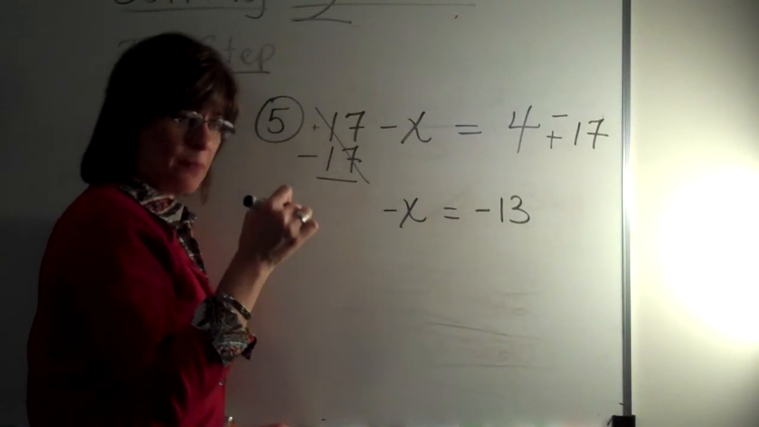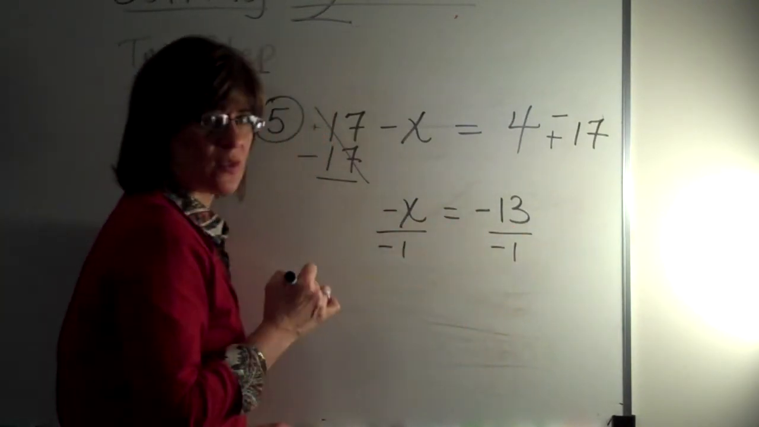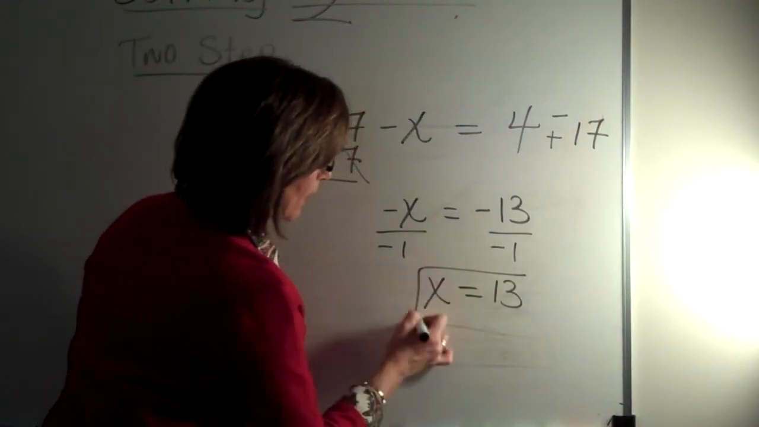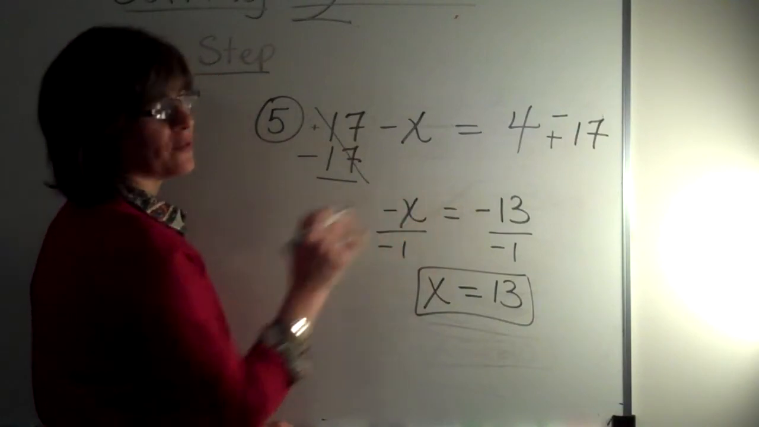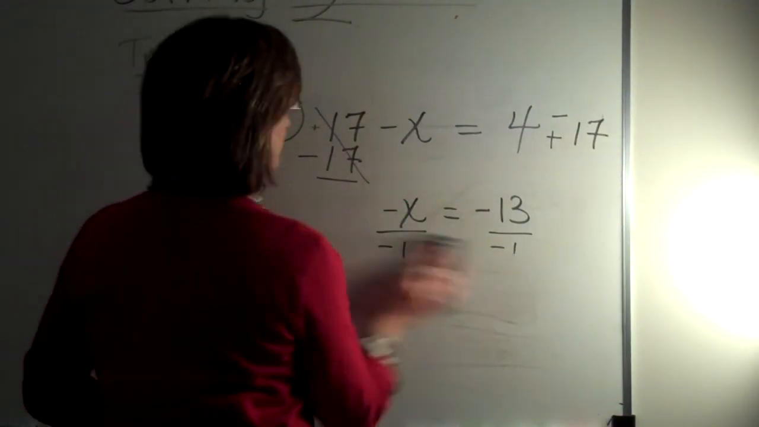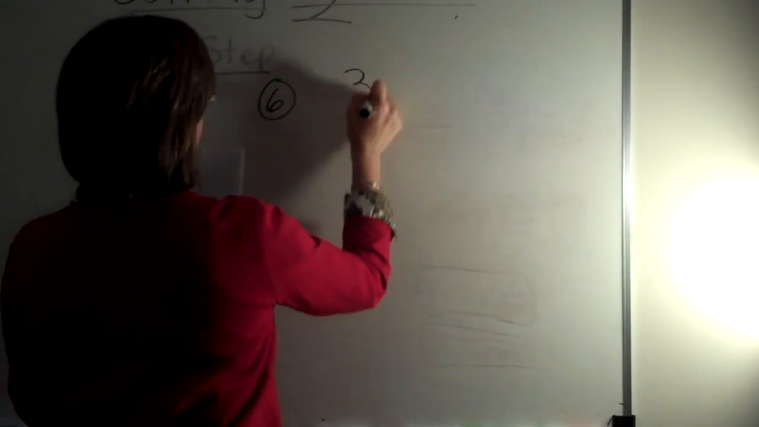The second step is to divide both sides by negative 1. And we did talk about this already. So I would get x equals 13. Remember, you can't leave it like that, negative x equals negative 13. It's not completed. And the last one, number 6.